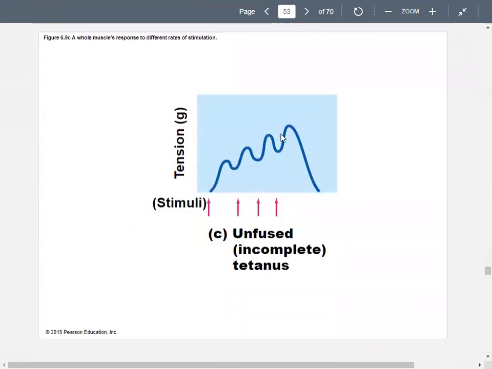All right. So being unfused, you continually have more stimulation and don't allow the muscle fibers to relax, right? Can y'all see that the muscle fiber didn't get to go all the way back down to 0 in tension? And so you kept getting increased tension. We call this unfused tetanus because it's not continuous. It kind of peaks and goes back down, peaks and goes back down. But the overall direction is up.